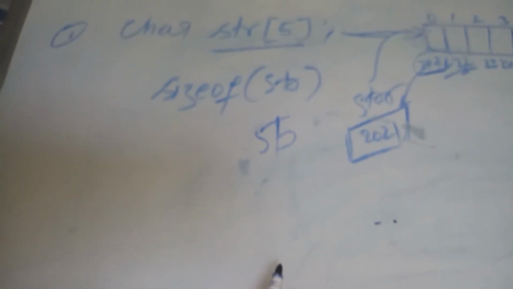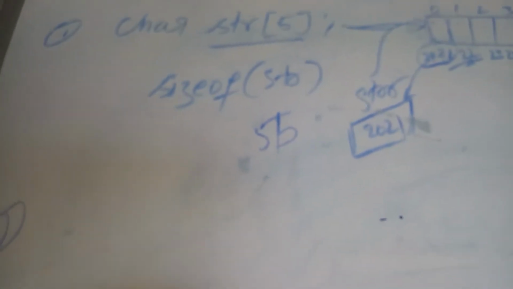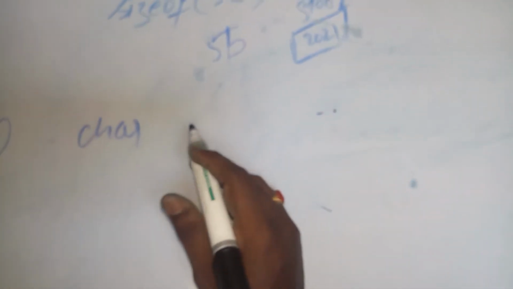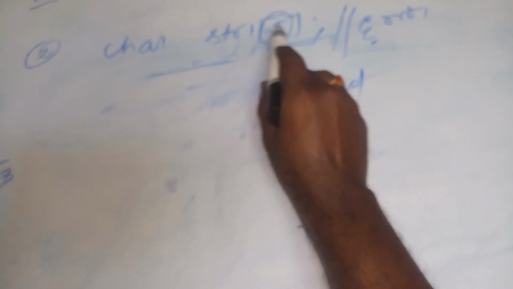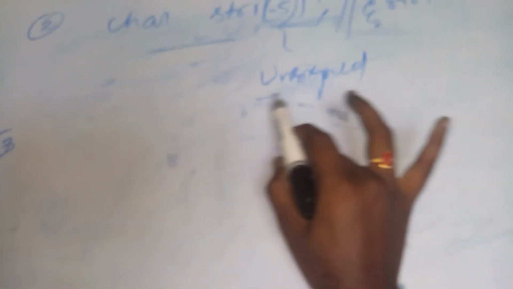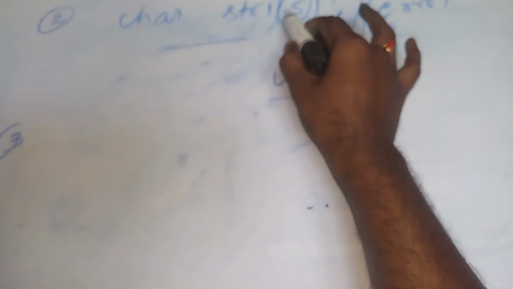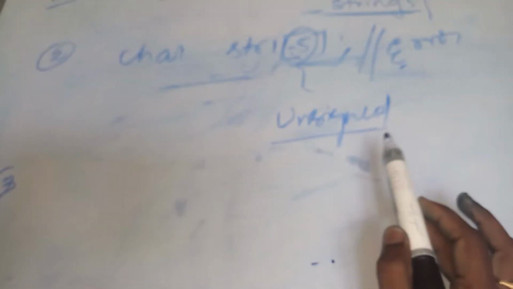Now the second one, how will the representation be? Property number 2: char str with size -5. It gives an error. Why is it an error? Always the size must be an unsigned value. It is a signed value, -5, so it gives us an error. So always the size must be an unsigned value.